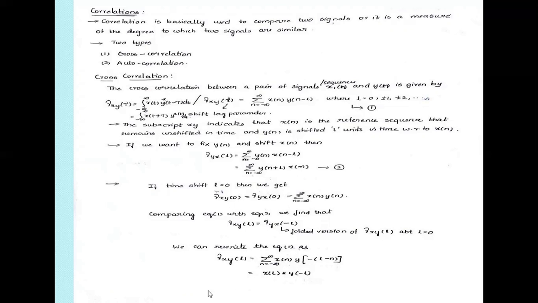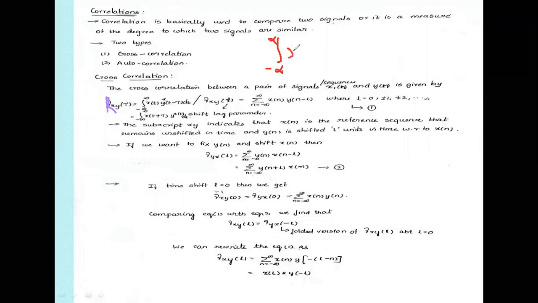The cross correlation is between a pair of signals or sequences X and Y, the time domain signals X of t and Y of t, given by R of xy of tau is equal to the integral of one signal, the normal signal X of t, and another signal shifted by tau samples, Y of t minus tau, dt.